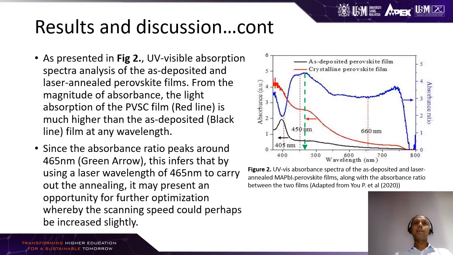Absorption ratio here peaks around 465 nanometers, this green arrow here. And this infers that by using a laser wavelength of 465 nanometers to carry out the thermal annealing, it may present an opportunity for further optimization whereby the scanning speed could perhaps be increased slightly, thereby reducing the overall production time. By the way, a UV-visible is to have a clearer understanding of the laser annealing effects, and the absorption ratio indicates the perovskite grains can absorb more energy.